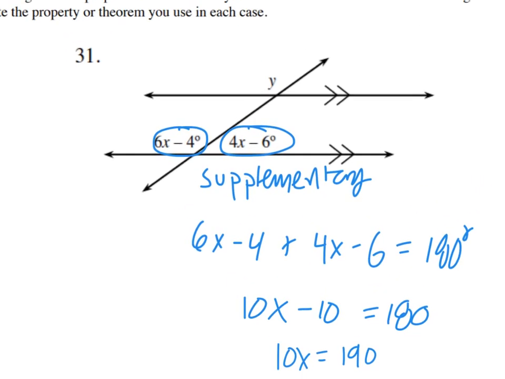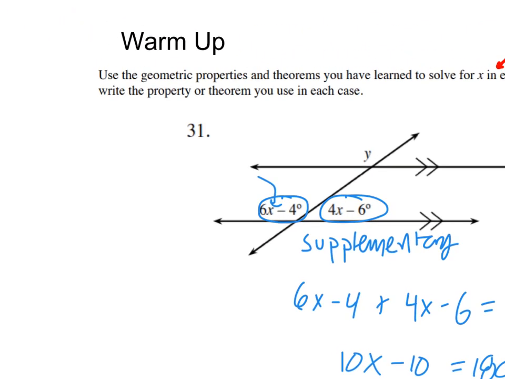So why that's useful is because now if I plug 19 back in for x right here, that's going to tell me the measurement of that angle. If I do 6 times 19 and then subtract 4 from that, 114, that's going to be 110 degrees.